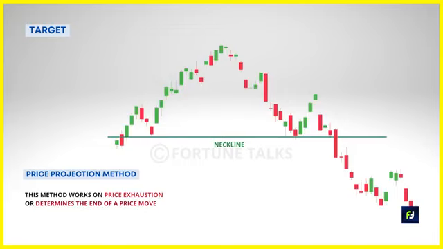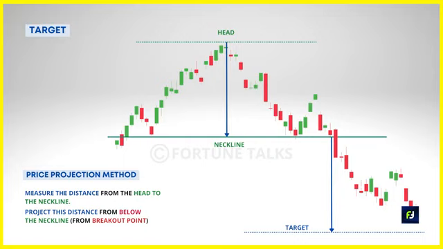The price projection is a classical charting technique that determines where the move might end. Now it focuses on price exhaustion. The idea is quite simple. The prices will move a distance equal to the highest width of the pattern. Now in this case, the highest width of the pattern is from the neckline to the head. So all you have to do is to measure the width from the head to the neckline and then project this distance from the neckline towards the downside.